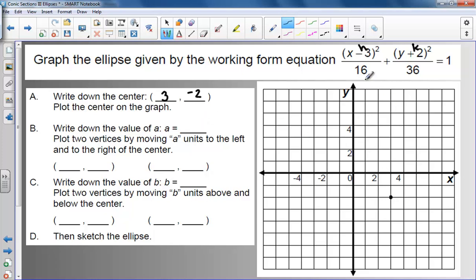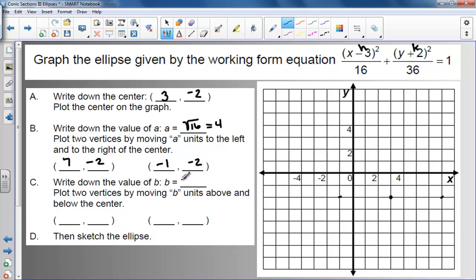To find the a value, again, a is horizontal, so I'm looking with all of my horizontal numbers here. So a is the square root of 16, which is 4, which means from my center I'm going to go out 4 units to the right and 4 units to the left. And we'll go ahead and write down those points. So that's at 7, negative 2, and at negative 1, negative 2.